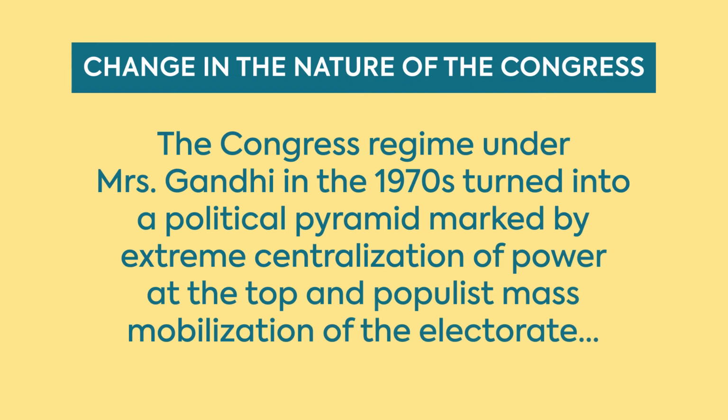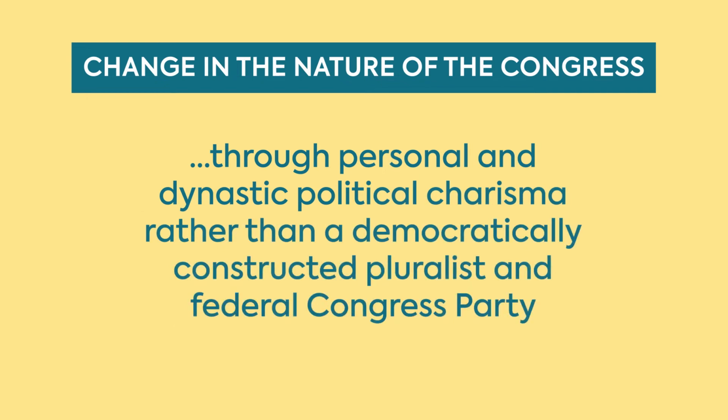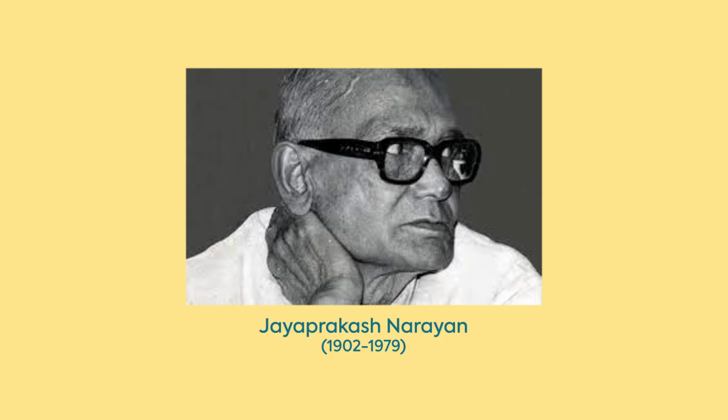The Congress system under Mrs. Gandhi in the 1970s turned into a political pyramid. There was extreme centralization of power at the top and popular mobilization at the grassroots level. And the personal, dynamic, political charisma of Mrs. Gandhi changed the structure of the Congress. There started, during this third phase, an anti-Congress movement by the very famous Gandhian Jayaprakash Narayan.